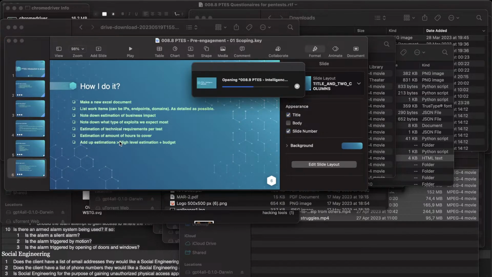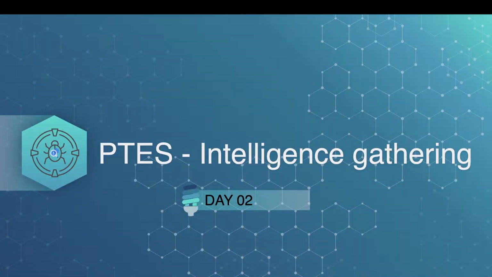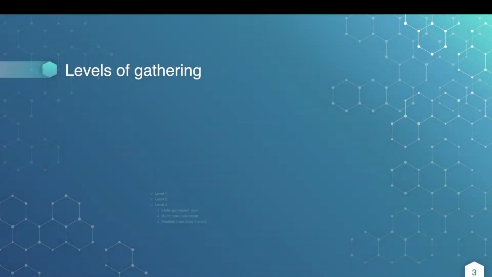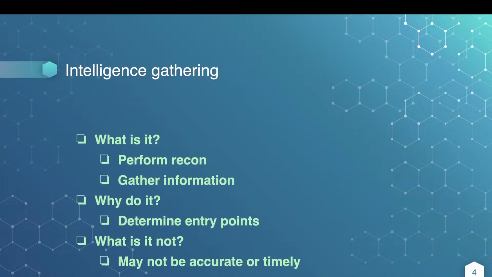We also have intelligence gathering. That is also a step in PTES that we love here at the thexssrat. And in intelligence gathering, we have different levels of intelligence gathering. Level 1 being the compliance-driven, mainly automated intelligence gathering. Level 2 being the best practice level. It's distilled from level 1, and it requires some business understanding. With level 3 on the other hand, being the state-sponsored, nation-state level, much more advanced, and this is distilled from 1 and 2.